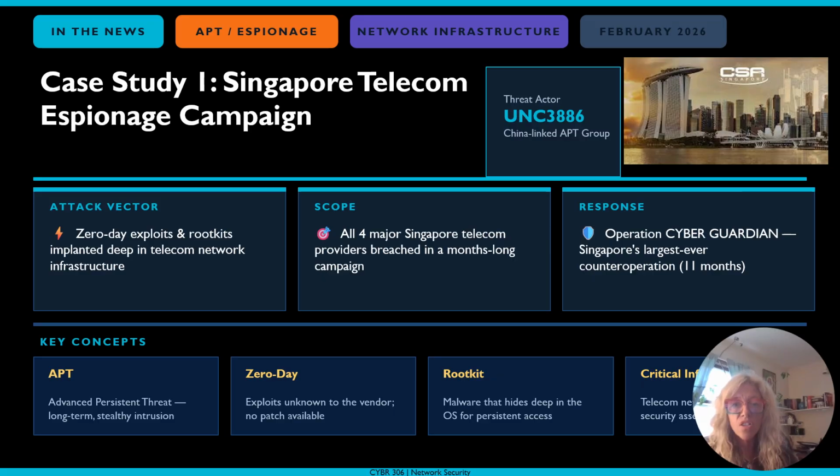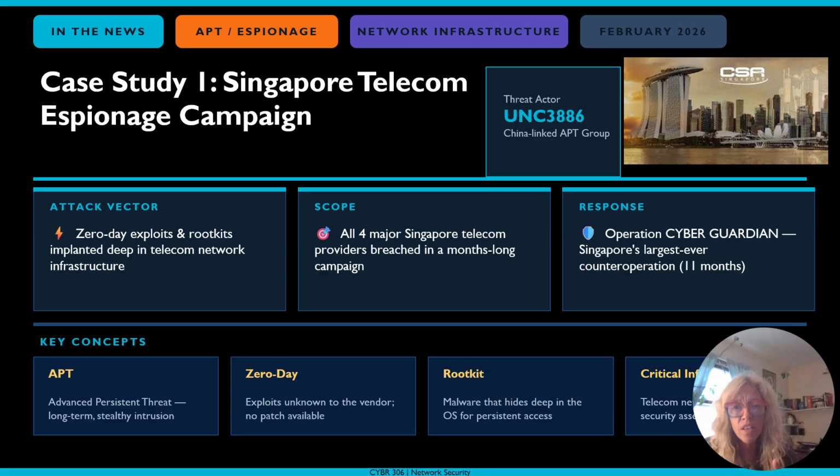So let's talk about their technique, because this connects directly to our OSI model discussion. The attackers used two primary tools: zero-day exploits, so vulnerabilities that were unknown to the software vendors at the time, no patch existed or exists. The defenders have no warning, and this is why threat intelligence and network monitoring are so critical. If you can't patch it, you need to detect anomalous behavior at the network layer.